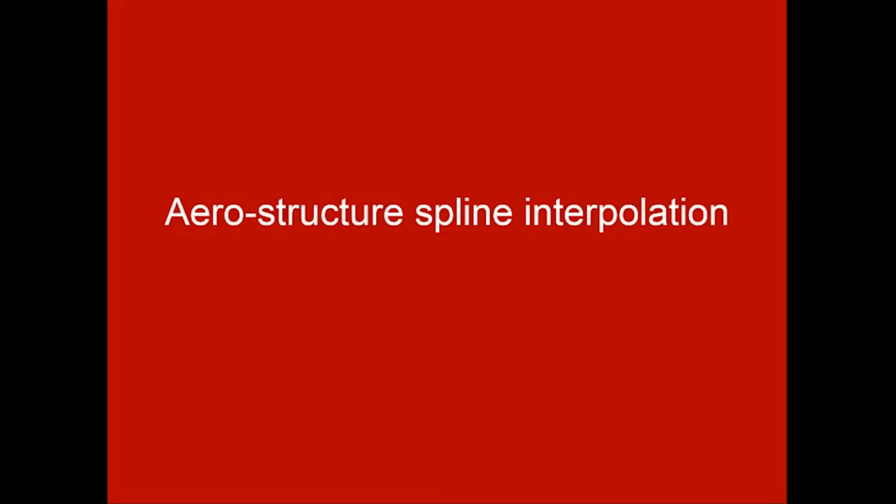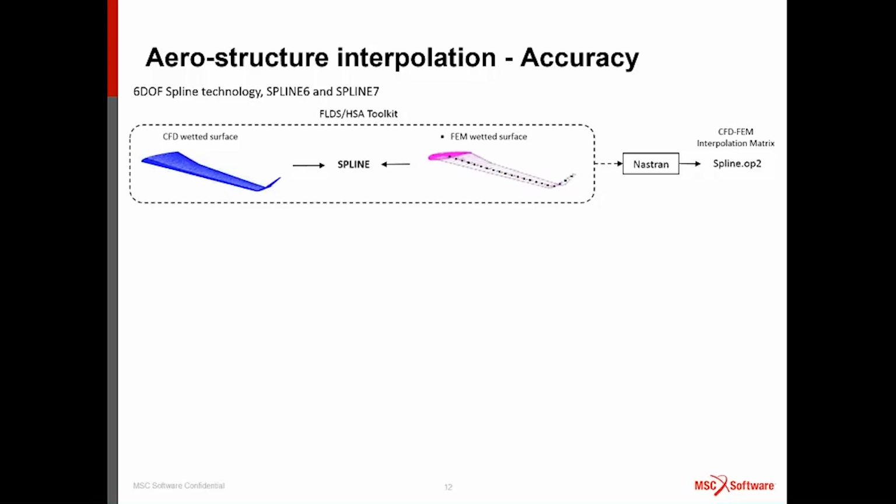And I want to spend a few slides to talk about the aero-structure spline interpolation, because this is really important for me when we perform FSI, because the quality of the solution is really affected by the way we perform this interpolation. So let's have a look at how we perform this interpolation by employing the spline technology. As already said, as soon as we import the CFD wetted surface and the structural wetted surface in Flight Loads, we can create the spline, and running Nastran, we can punch out the spline OP2, that is the spline interpolation matrix that ties together the CFD to the structural model.